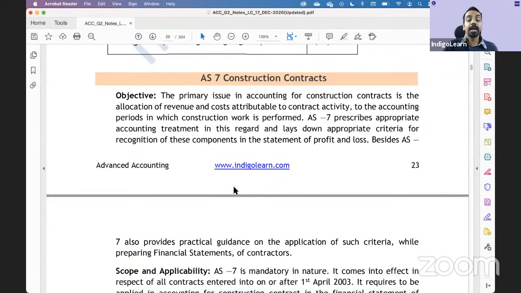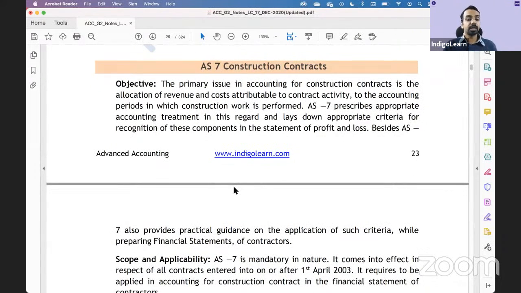So this is done. Now the next standard, Accounting Standard 7, construction contracts. One standard where students make a lot of computational or silly mistakes, I should say. Specifically in this standard, there is a lot of technical jargon involved, but if you try to break it down, it is very simple.